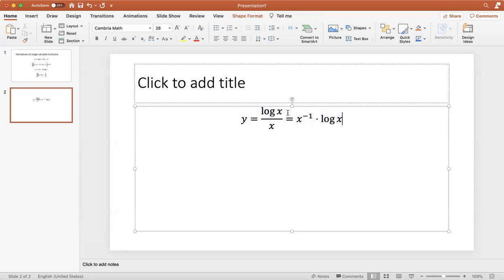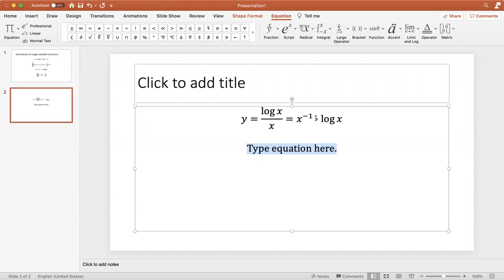Okay, so we have two functions. Basically, log x over x implies that we have two sets of functions: x raised to -1 multiplied by the function log of x. Since we have a product of two functions, we will use the product rule. So, recalling the formula for the product rule: suppose y is a product of two functions, say f of x and g of x. The product rule states that you take the derivative of the first function times g of x, plus f of x times g prime of x.